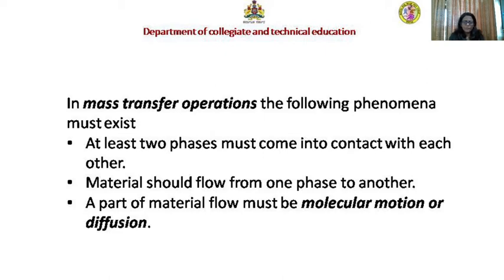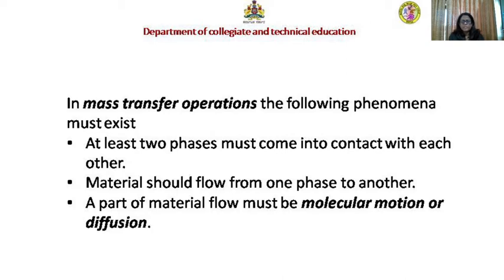Then when contact is established, a concentration gradient is set up, and the material starts flowing from one phase to another. That part of the material flow occurring in the process must always be by molecular motion or molecular diffusion. So whenever a component gets transferred from a higher concentration point to a lower concentration point, the molecules of the substance diffuse by two different mechanisms.